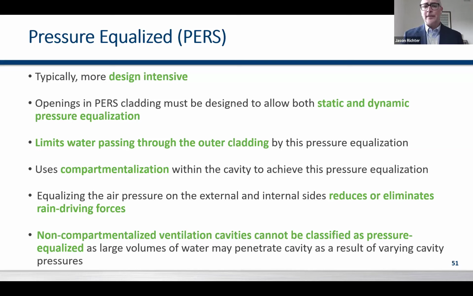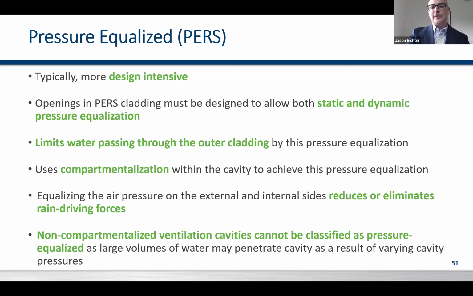Now, typically, a pressure equalized system is going to be very design intensive compared to a drained and back vented assembly. These must be designed with static and dynamic pressure equalizations, limiting water passing through the outer cladding by this pressure equalization. So essentially, it's looking at a wind tunnel test and figuring out how the air will move around the building and how that wind tunnel test informs the design of the paneling system and the joinery so that the rainwater that does penetrate can get out of the wall assembly as efficiently as possible.